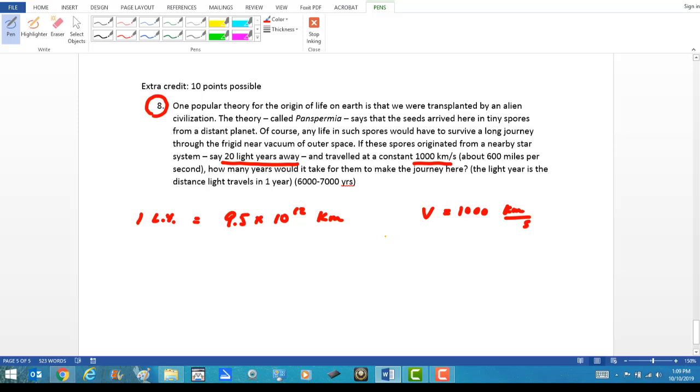It's asking how many years it would take them to make the journey. In the problem, you're given the distance, or you can look up the distance. You're given the velocity, and it's a constant, and it's asking for time in years. So you're going to need to do a couple of conversions and just carefully key everything in.